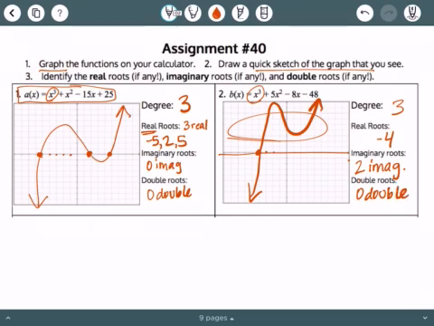Right, so you're just going to go through, find the real roots, find the imaginary roots if there are any, and then find the double roots.